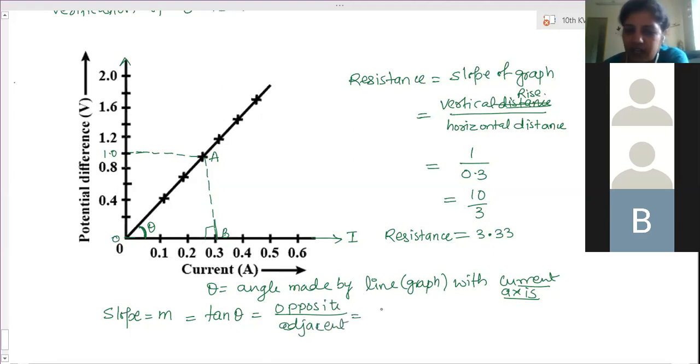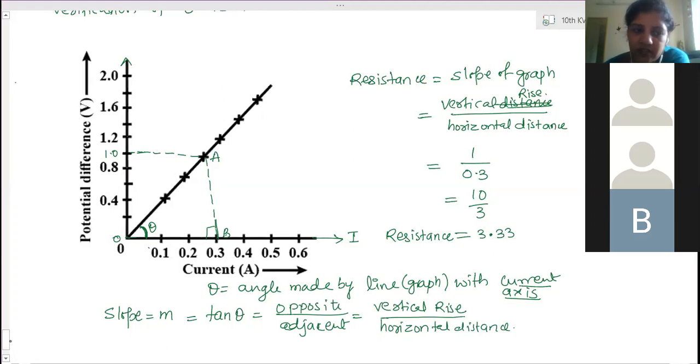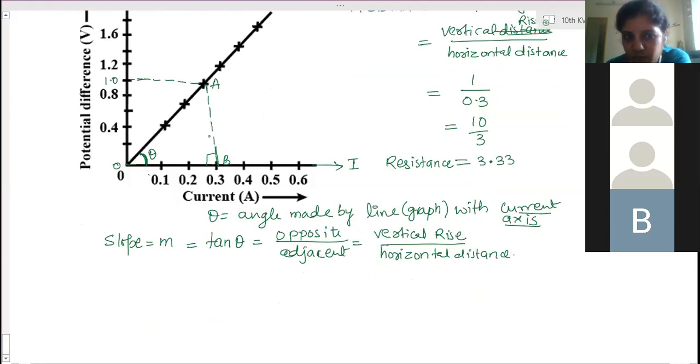The opposite side is called the vertical rise. Vertical height or vertical rise divided by OB, the horizontal distance. This way we can calculate. We have to measure this vertical distance. It is not properly perpendicular because the graph is not proper. We have to draw the perpendicular, then measure that height, which represents the y-axis values, and then the horizontal distance on the x-axis. If you calculate that ratio, it will give you the value of resistance.